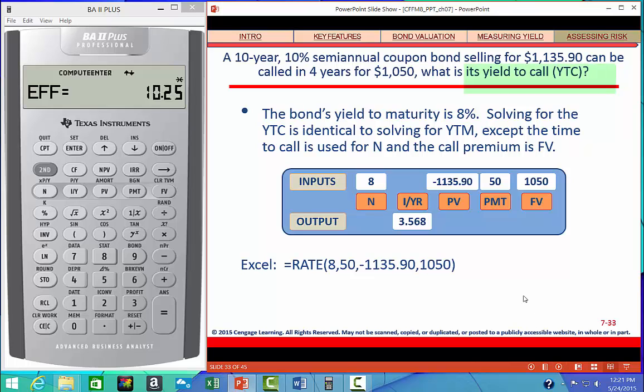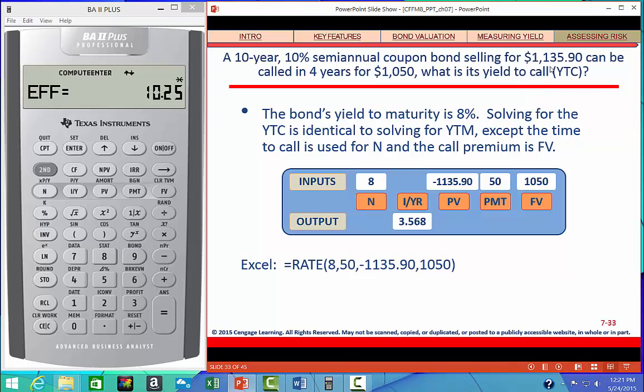Now we get to yield to call. So we talked about how some bonds are callable. Well, really a lot of bonds are callable. And now we have a 10-year, 10% semi-annual coupon bond, and the price is 1135.9. And it can be called in 4 years for $1,050. So what's the yield to call?